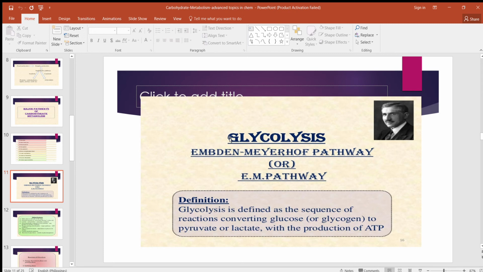Okay, let us discuss now the glycolysis. The other term for glycolysis is the Embden-Meyerhof pathway or the EM pathway. The definition is that glycolysis is defined as the sequence of reactions converting glucose or glycogen to pyruvate or lactate with the production of ATP, kasi yung ATP natin is an energy. So yun naman ang kailangan natin sa nutrition di ba? So the end product of every metabolism is always ATP, and ATP is an energy.